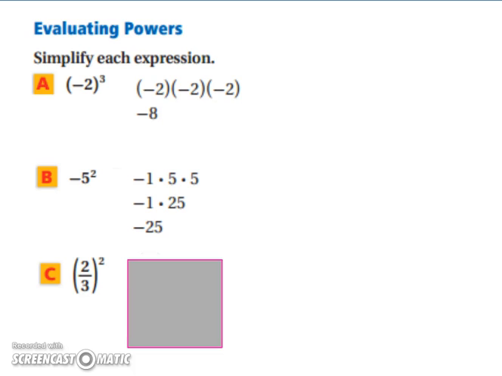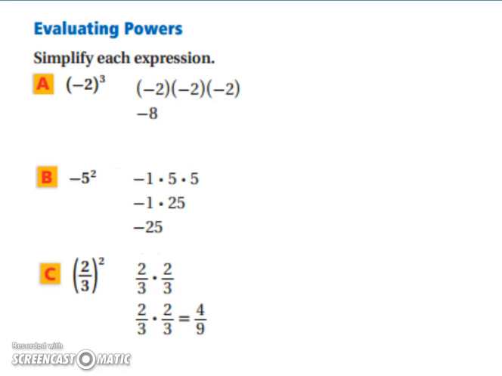When dealing with a fraction, this exponent goes to both pieces. So the 2 goes with the 2 and with the 3. So it's 2 squared over 3 squared. Or you can think of it as 2/3 times 2/3, which would give you 4/9. If you did 2 squared, that would give you 4, and 3 squared, that would give you 9. So there's a couple of ways you can do that one.